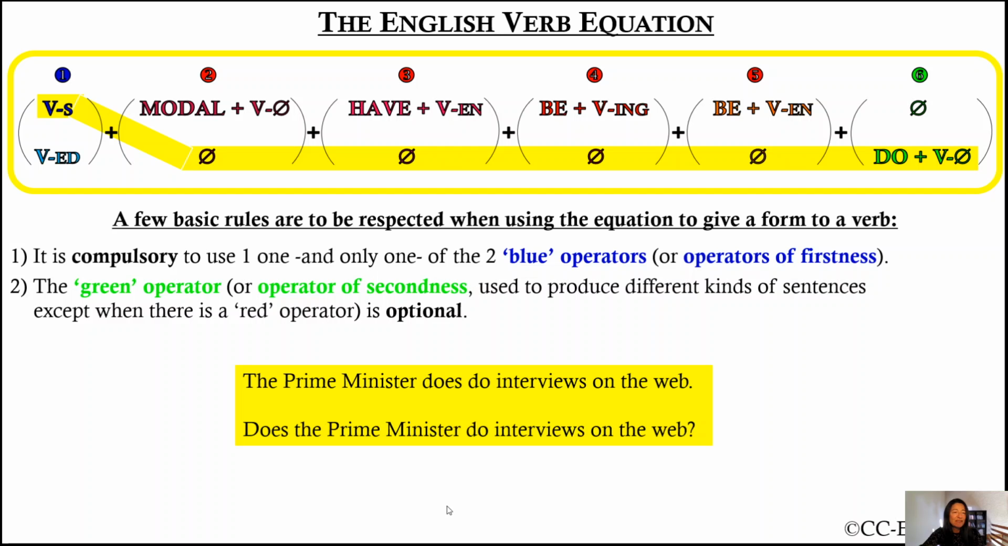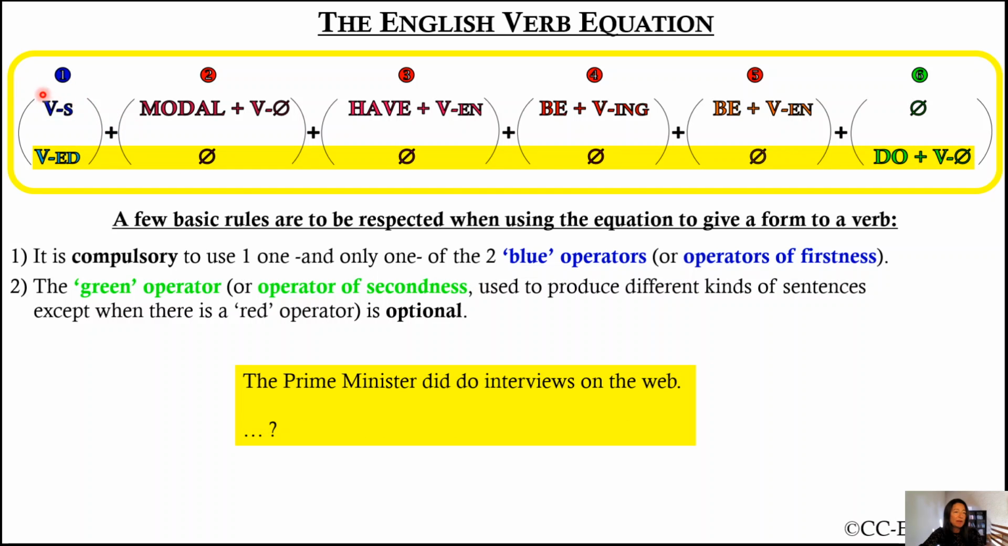Okay, let's take another example. Let's say instead of the present tense, we want to use the past tense with the green operator again, do plus V0. So in this case, the operator is not in the present tense anymore, it's in the past tense. The Prime Minister did do interviews on the web. So that's, again, the past tense of operator do plus V0, here the verb base of the verb do.